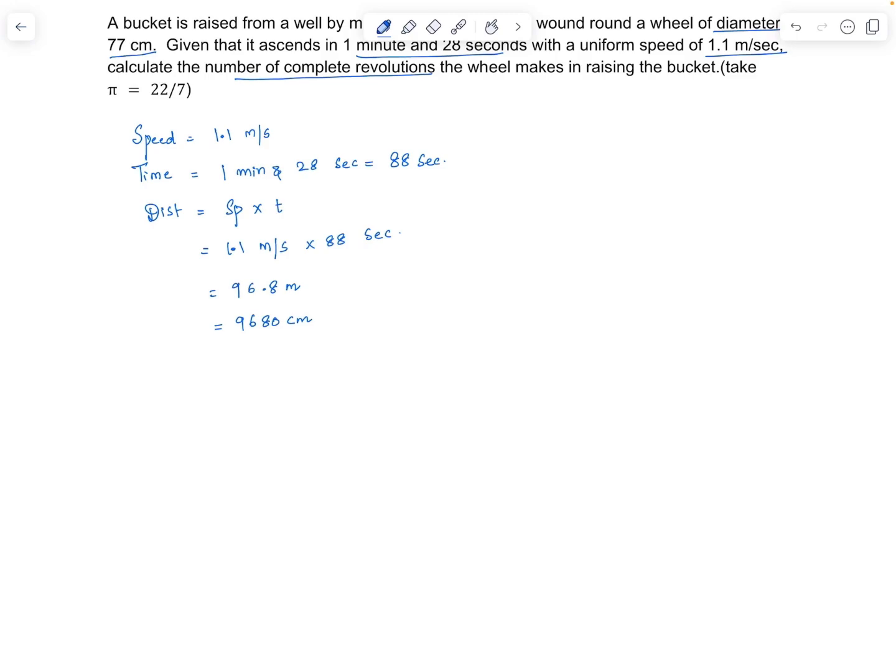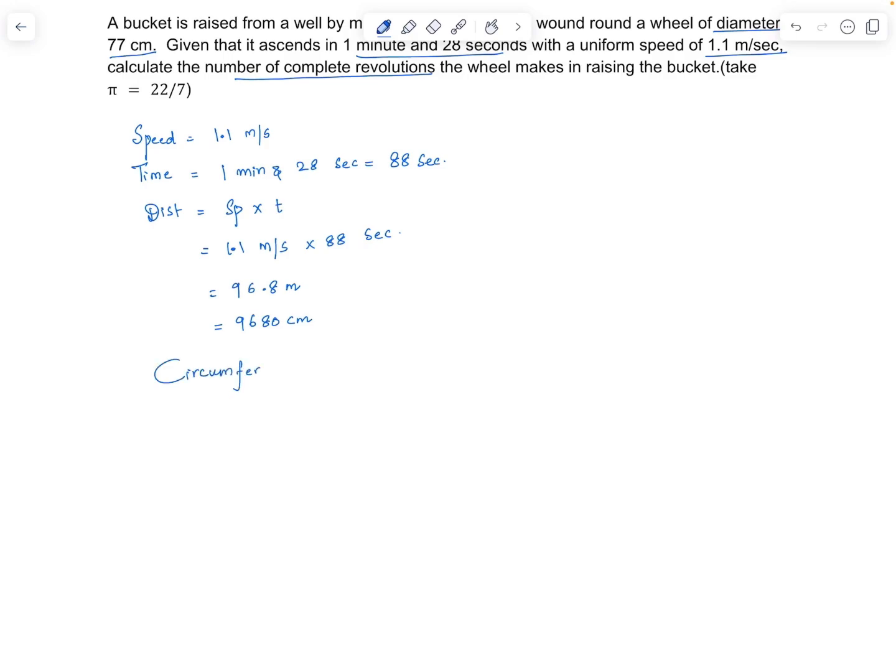We don't know the number of complete revolutions that the wheel has undergone in this process. So if we calculate the distance covered in one revolution, from that we can get the number of complete revolutions. For that we need to calculate the circumference of the wheel.